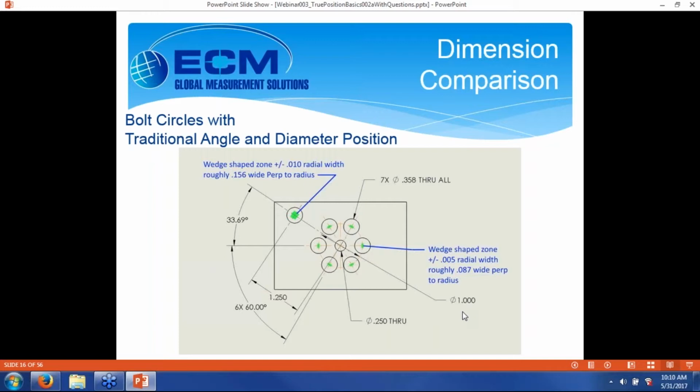A quick look at bolt circles with a traditional angle and diameter positioning. The zone is wedge-shaped, because the angle is plus or minus 1 degree or half a degree, whatever it happens to be. These two sides converge back on center, and the tolerance zone's radial distance varies depending on whether you've got a radius or a diameter calling it out. Plus or minus 5 on the radius gives you plus or minus 5 thou. Plus or minus 5 on a diameter gives you really plus or minus 2.5. So size varies depending on the way things are called out, and the farther away you are from the center of your pattern, if you're plus or minus a degree, the wider that zone gets, perpendicular to the radius.